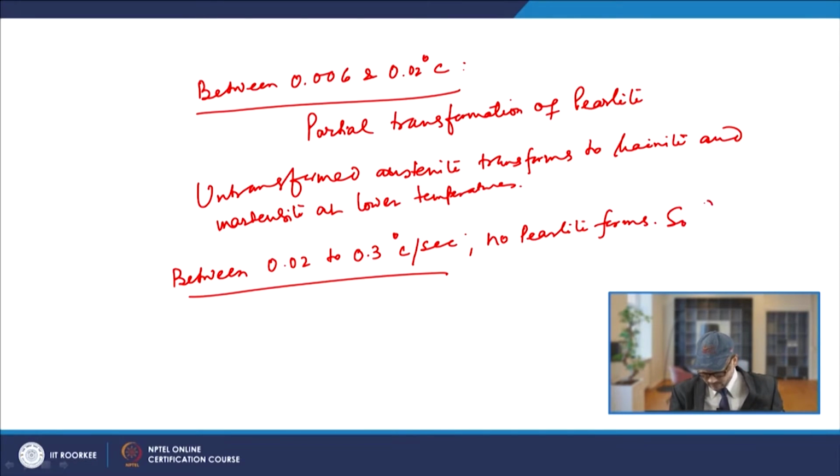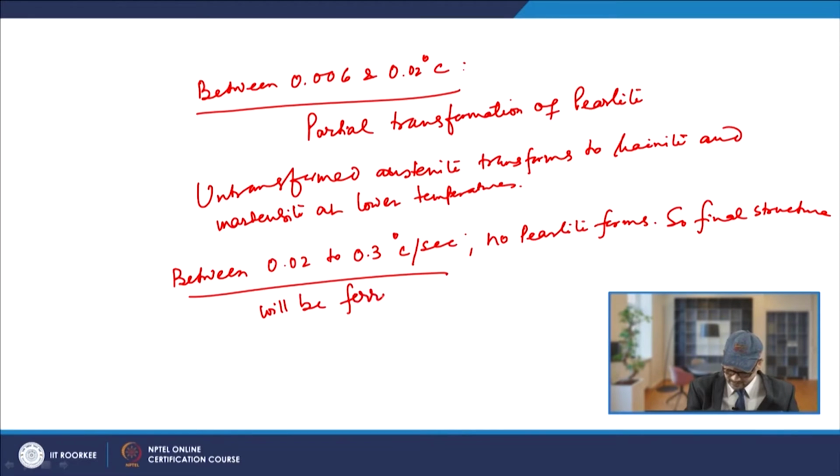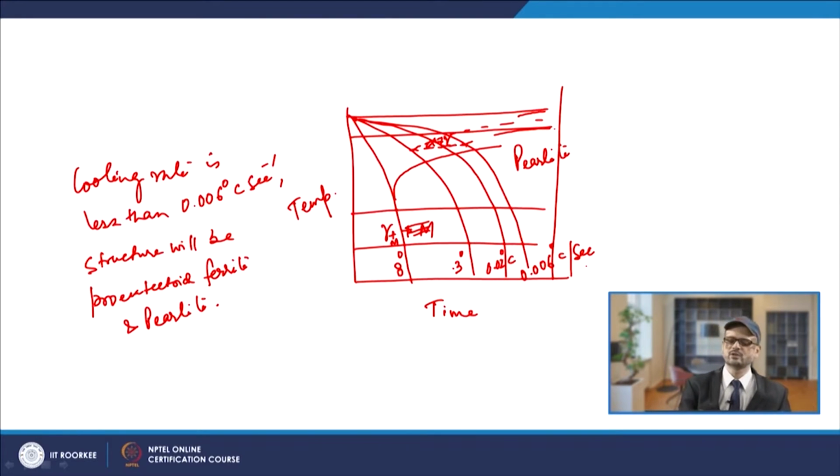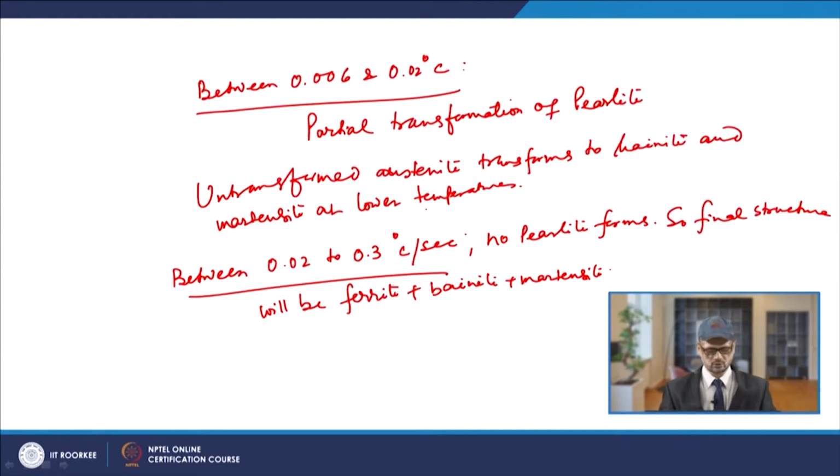So the final structure will be ferrite and bainite and martensite, ferrite plus bainite plus martensite, because this zone is basically the austenite plus bainite. So you will have this gamma that will be transforming to the martensite. So that happens when your cooling rate is from 0.02 to 0.3 degrees C.